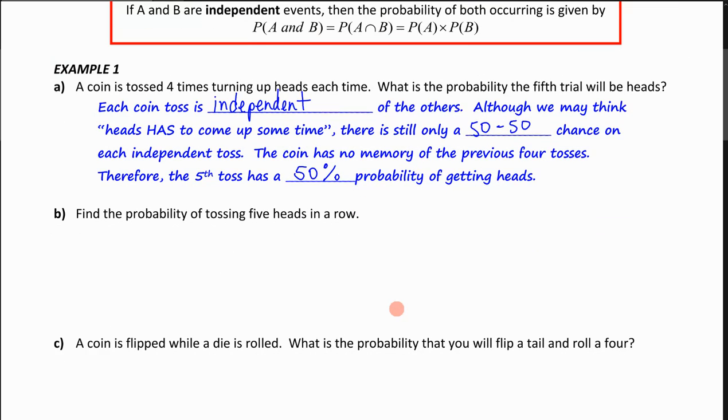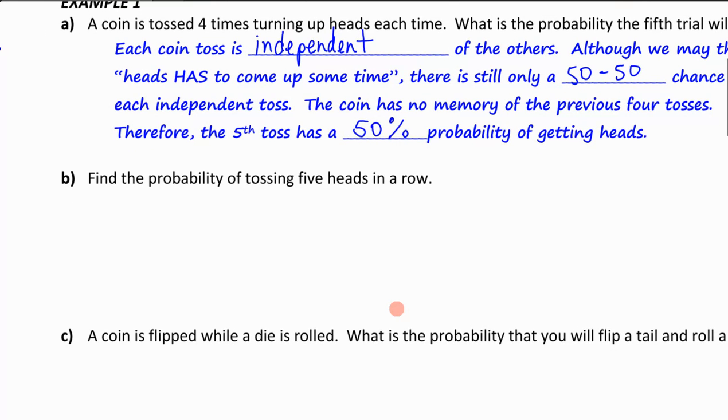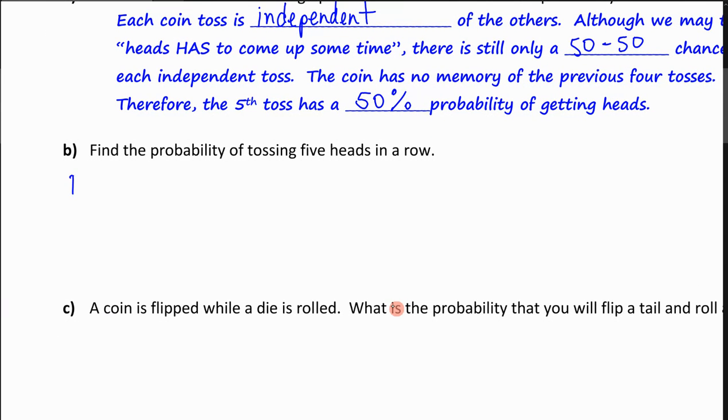Part B, find the probability of tossing 5 heads in a row. So the event is getting heads, and heads, 5 times in a row. I'm going to express this using this kind of statement: 5 H's, 1, 2, 3, 4, 5. That's going to equal the probability of flipping a heads, 5 times.